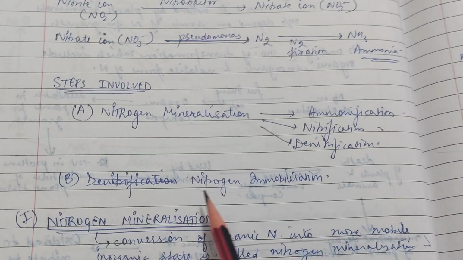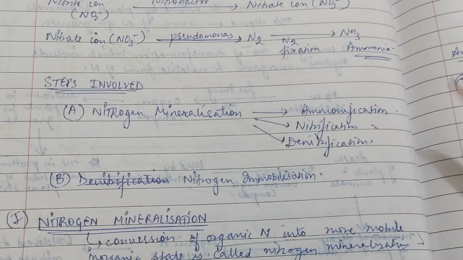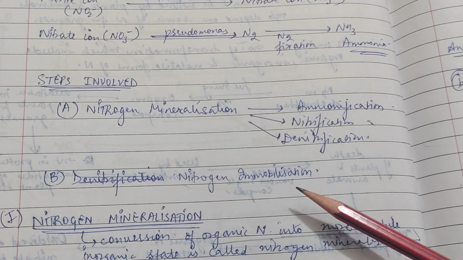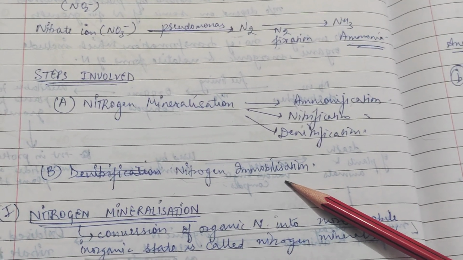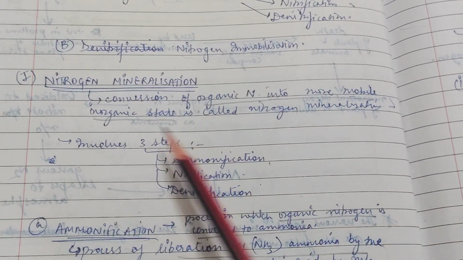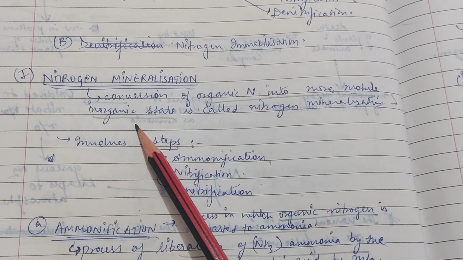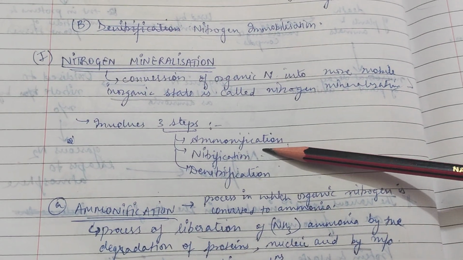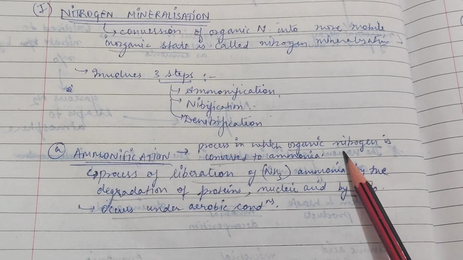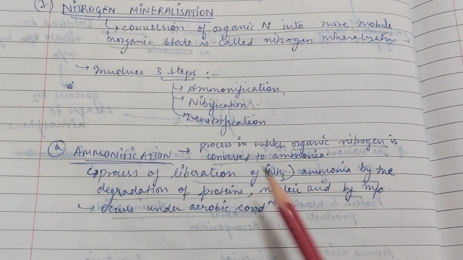So the major steps involved in the nitrogen cycle are two. Number one is nitrogen mineralization, which consists of three sub-steps: ammonification, nitrification and denitrification. The second major step of the nitrogen cycle is nitrogen immobilization. So first, nitrogen mineralization basically involves the conversion of organic nitrogen into a mobile or inorganic state, and it involves ammonification, nitrification and denitrification.